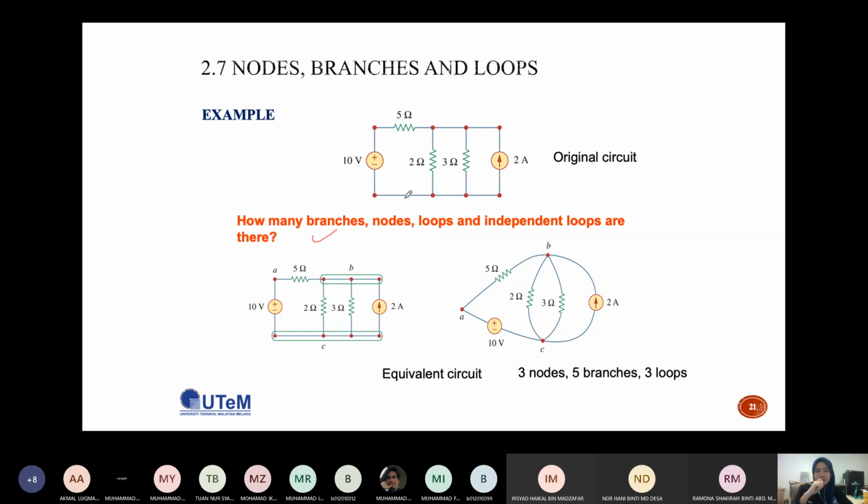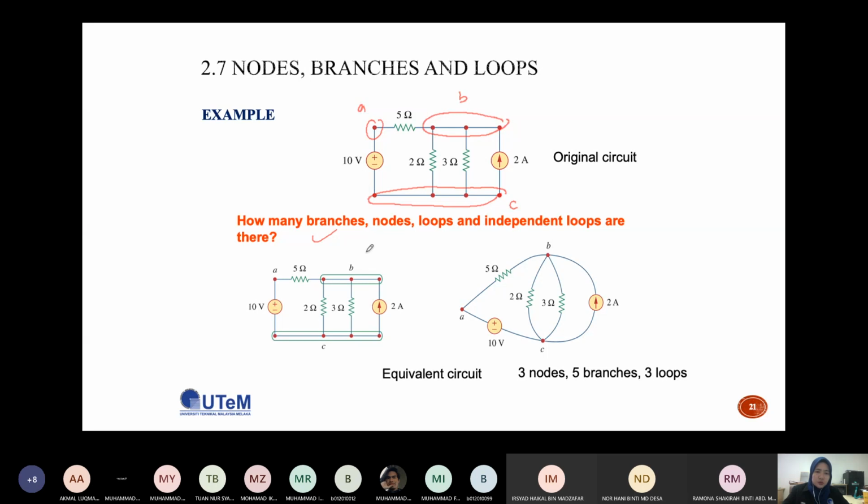So this one basically, we have three nodes. This is the first node, I call it node A. It connects this branch and also this branch. This is another node, I call it node B, and this is another node, I call it node C.